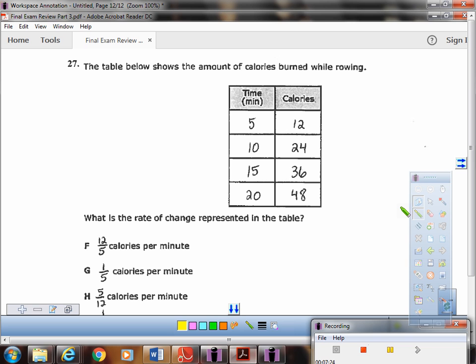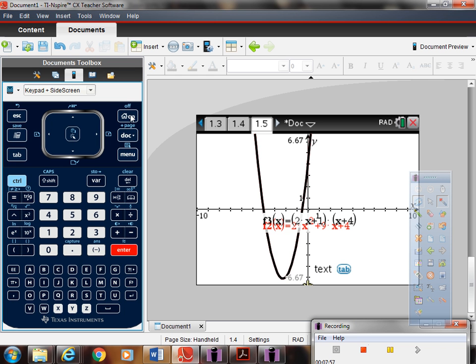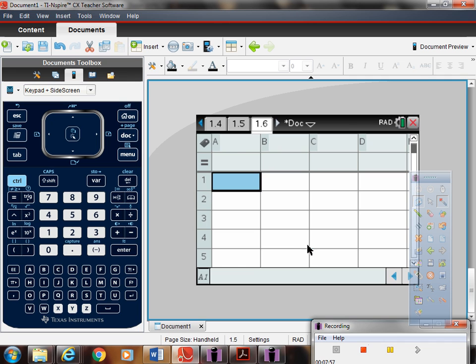Let's look at 27. It says the table below shows the amount of calories burned while rowing. What is the rate of change represented in the table? So what does rate of change mean? The slope. So if they want the slope, there are several things you can do. Since you have a table, probably the best thing would be to do spreadsheet. So let's go ahead and do this spreadsheet on this one, because I have not shown you an example of that.